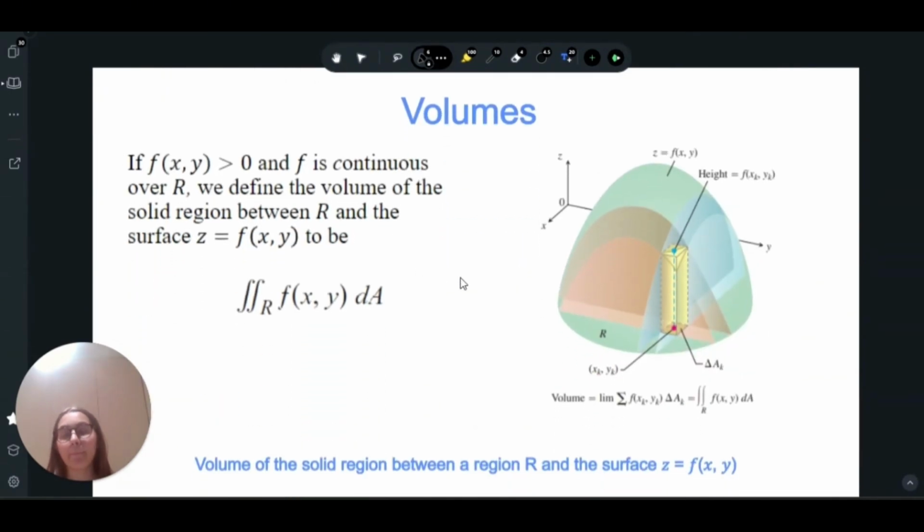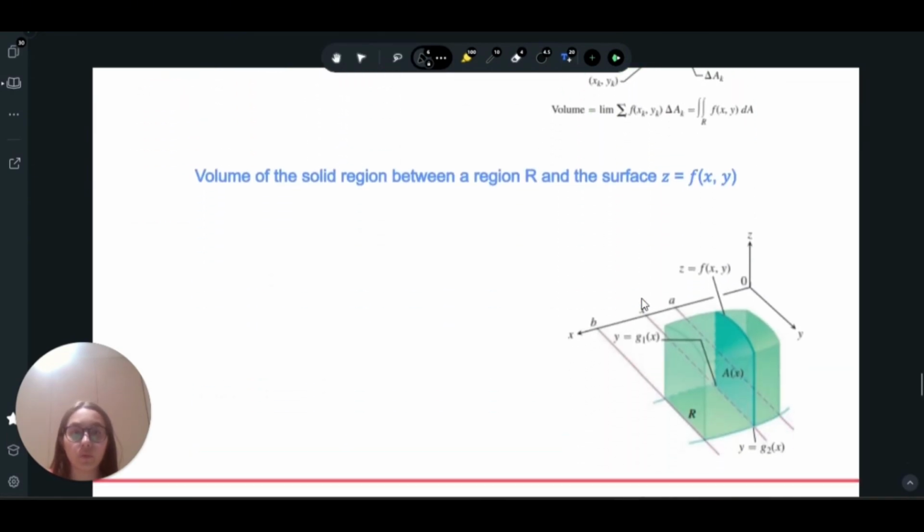Okay, so let's go to volumes. If f(x,y) is positive and f is continuous over R, we define the volume of the solid region between R and the surface z equals f(x,y) to be this formula right here, the double integral of f(x,y) over R. This is an example of this kind of object. But let's go down and I will explain how we solve it.